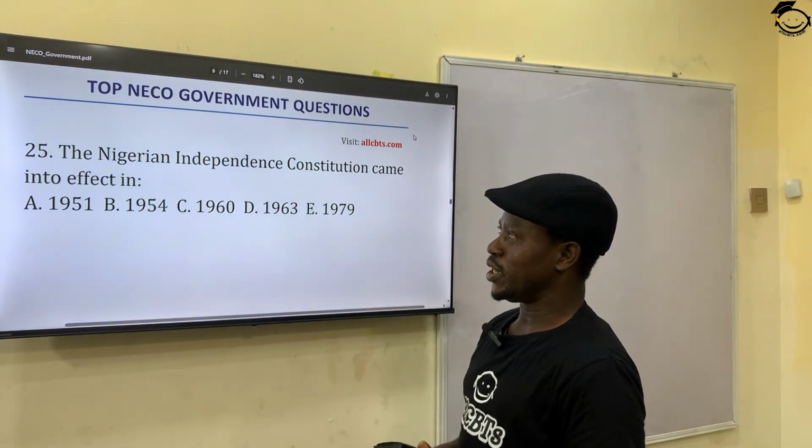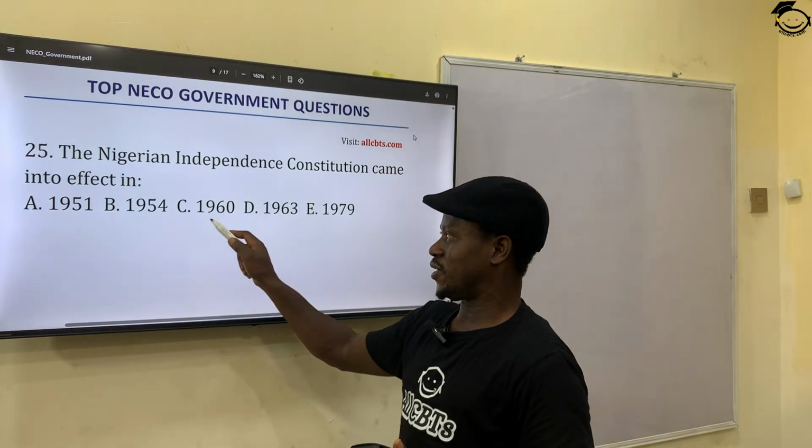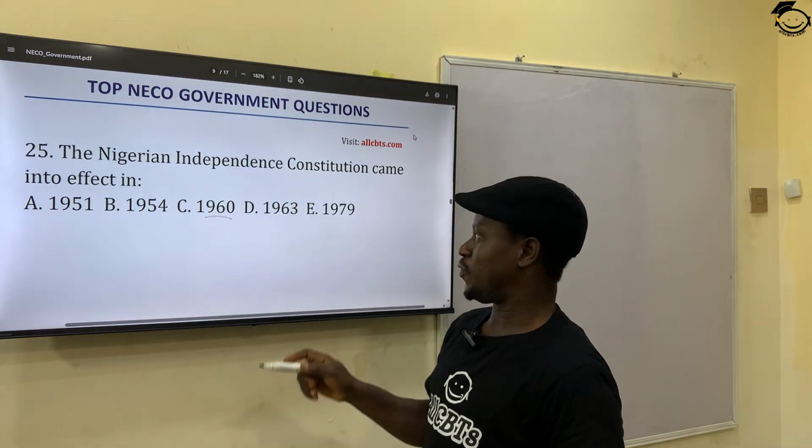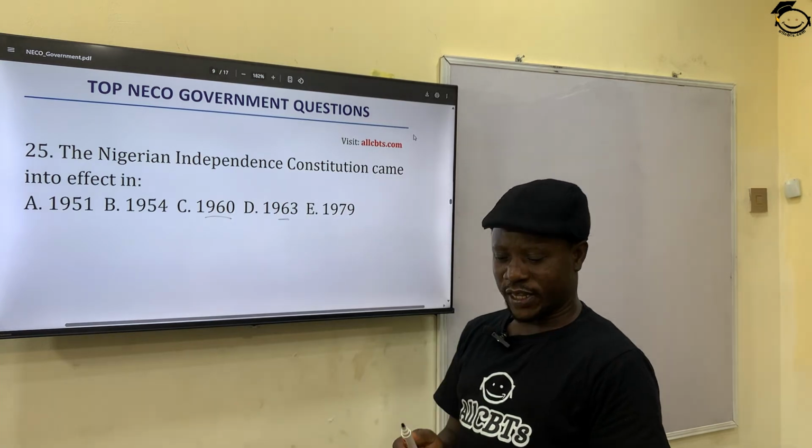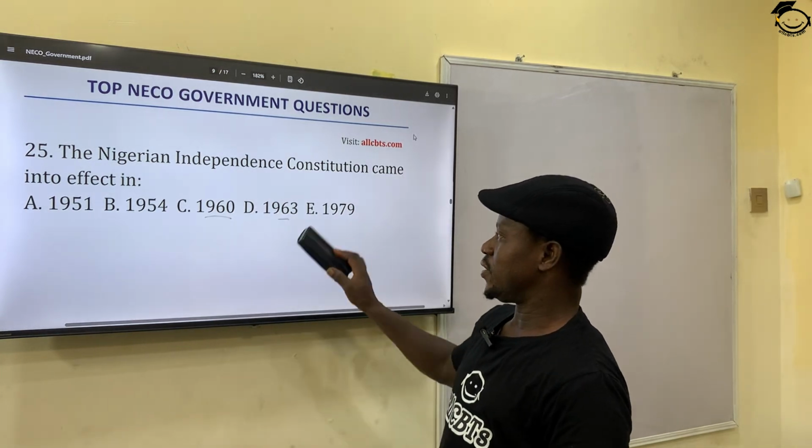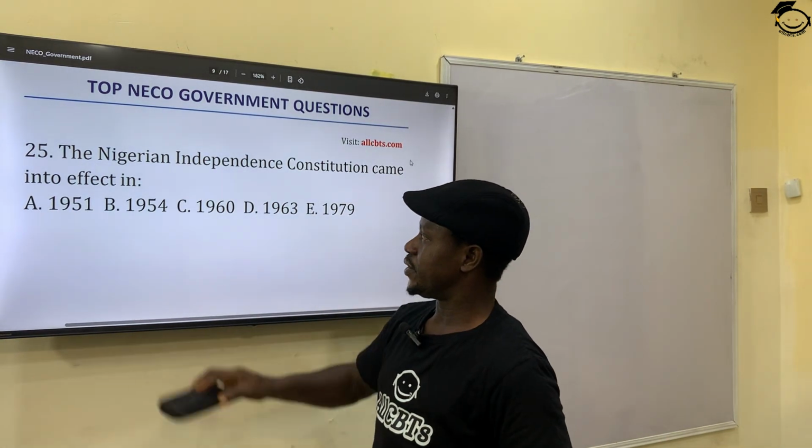So the Independence Constitution came into effect in 1960, while the Republican Constitution came into effect in 1963. So the correct answer here is 1960. Let's see the next question.